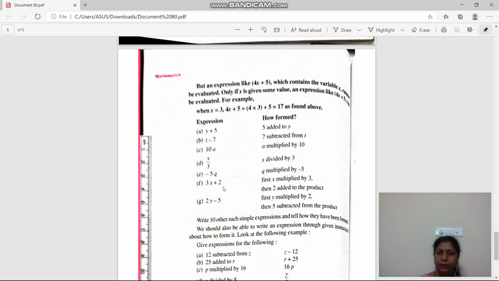Okay, what operation do we have to do? First we have to be careful about it. Don't say 2 will be added to x first. No, first we have to multiply x by 3 and then we will add 2. Okay. Next, 2y minus 5. First we have to multiply y by 2 and then 5 is subtracted from the product. Get it? Next.